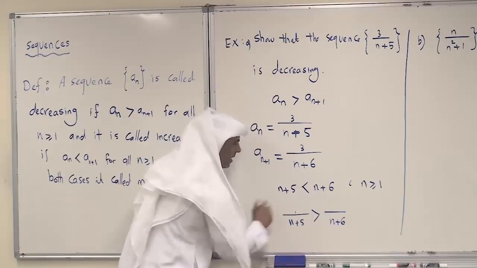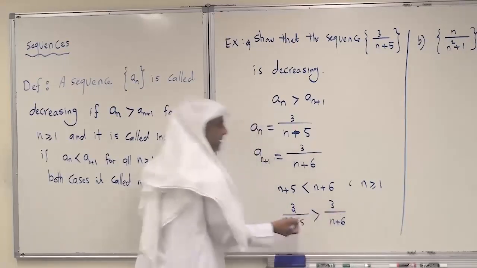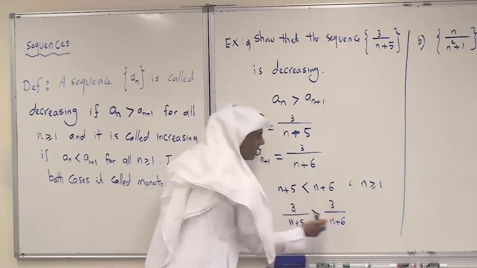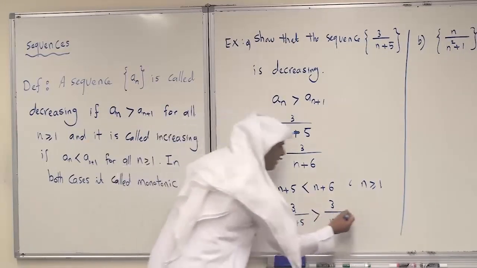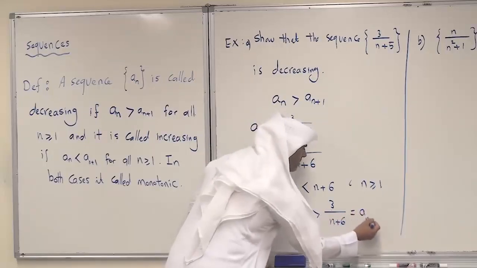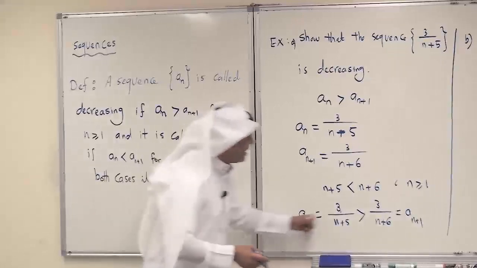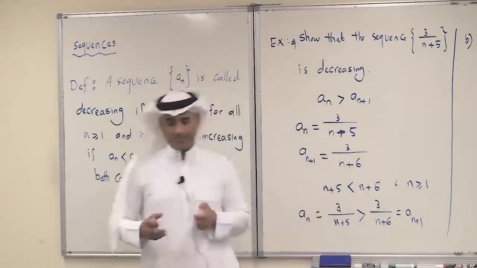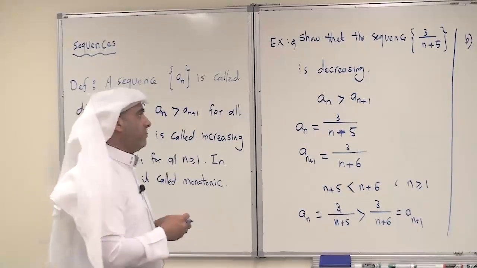So what do we have here is just 3 over n plus 5 is greater than 3 over n plus 6. And this is nothing but a_n, and that is equal to what? a_(n+1). And by definition now, we see that a_n is greater than a_(n+1). It means the sequence is decreasing. Okay, this is a simple exercise. Let us see another one.